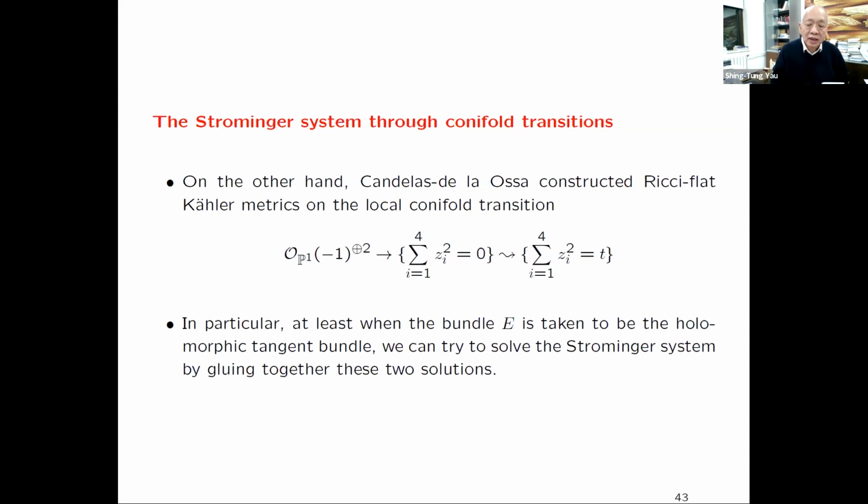So let's say we are trying to understand the bundle that we are interested in for the heterotic string to be the holomorphic tangent bundle itself. So therefore, there's no problem about the topological condition because the second Chern classes are the same. So I want to see how this Hull-Strominger system can be resolved by using this metric created by Candelas and de la Ossa.